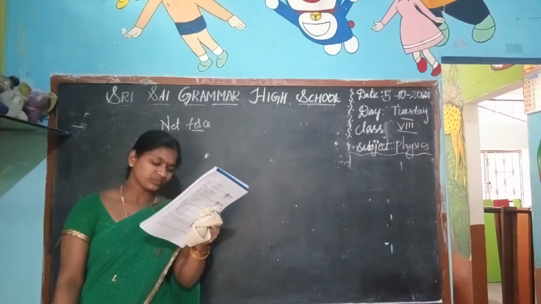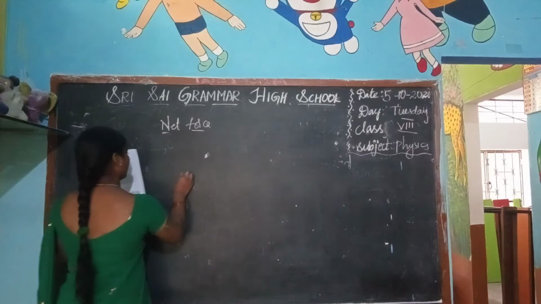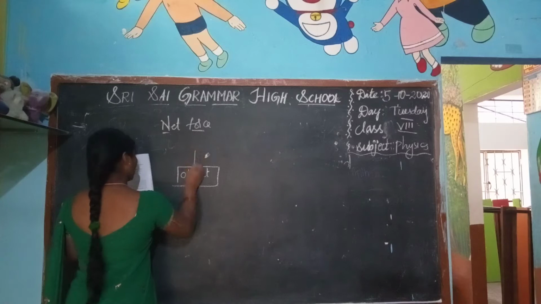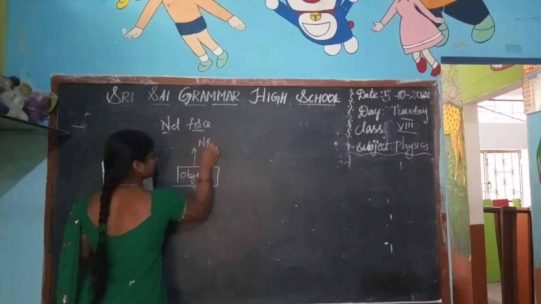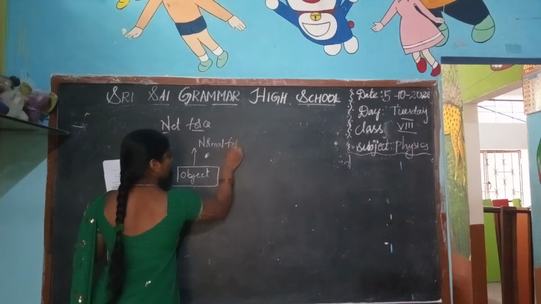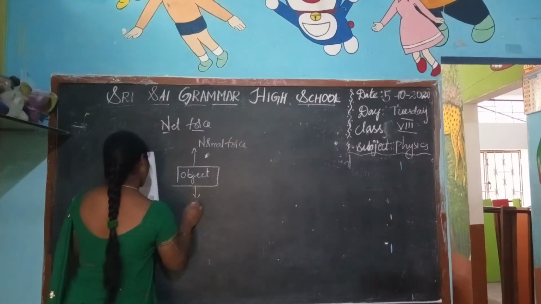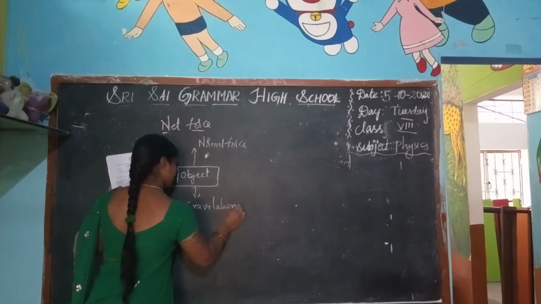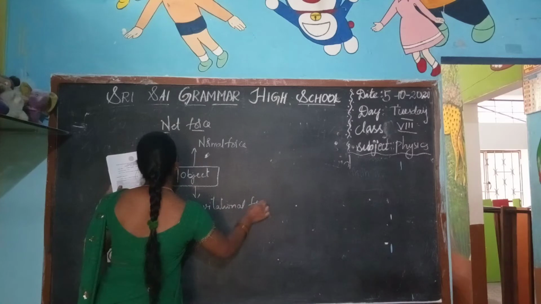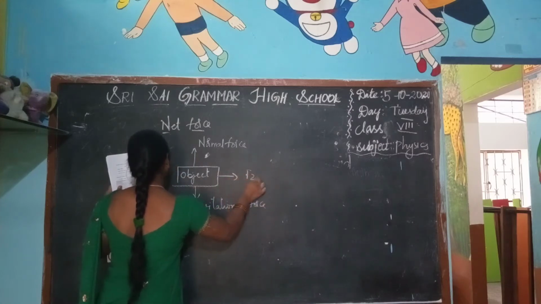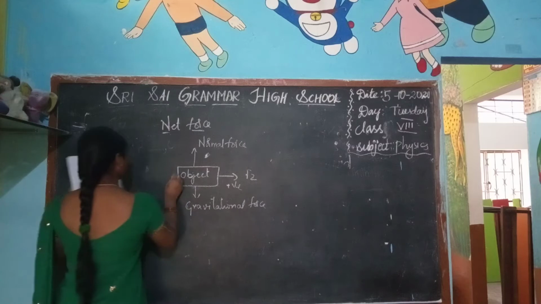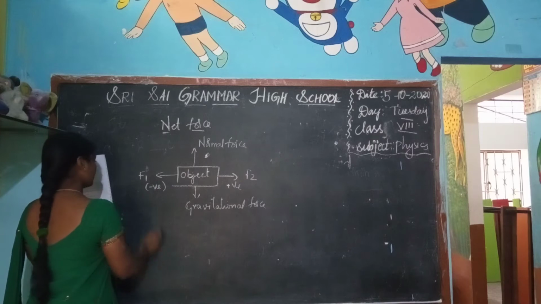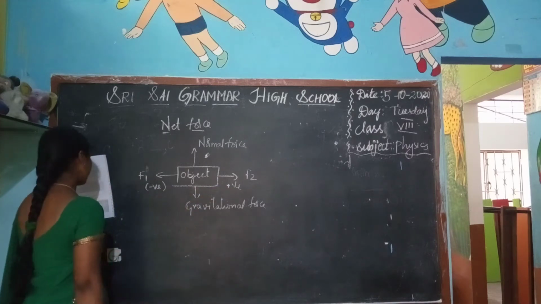To know the answer, see this. This is the object. This is the normal force. We have learned about normal force and also tension. And this is the gravitational force. This is F2, which is positive, where the friction and the force are acting in opposite directions. These are the net forces acting in opposite directions.